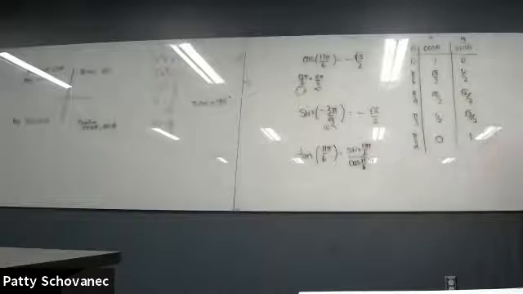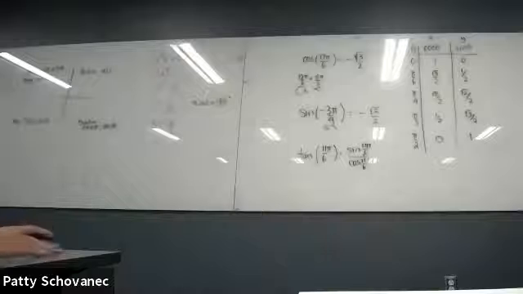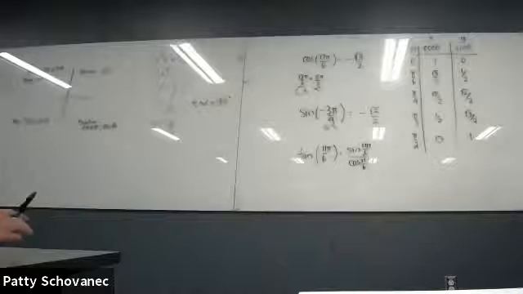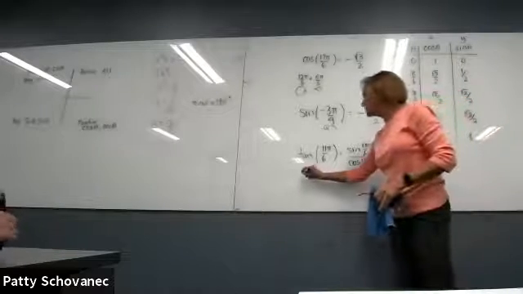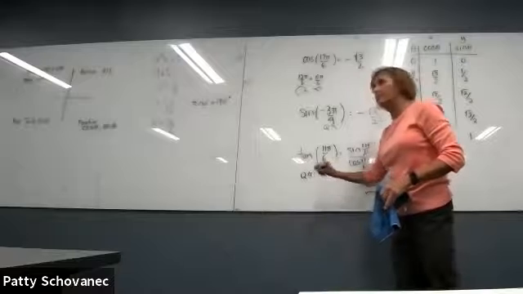Any idea what quadrant you'd find 11 pi over 6 in? 4. Because it's not quite 12 pi over 6, right? 12 pi over 6 is our one lap around. So it's just pi over 6 short. That puts it in quadrant 4. In quadrant 4, is the tangent a positive number or a negative number?